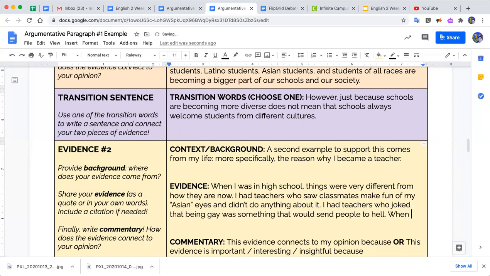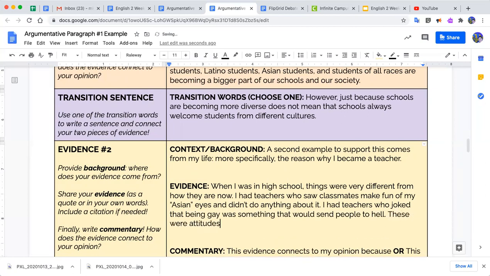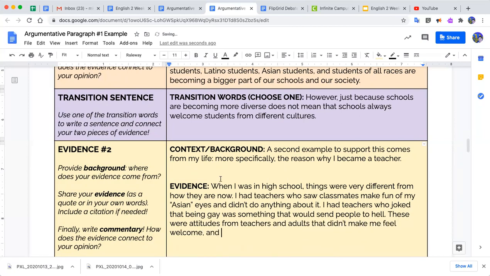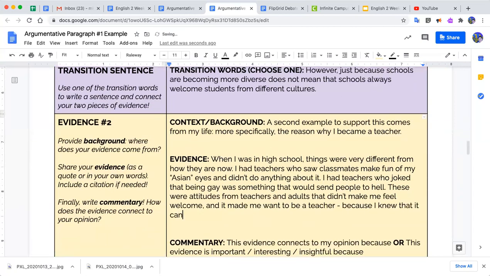So when I was in school, these were attitudes from teachers and adults that didn't make me feel welcome. And it made me want to be a teacher because I knew that it can really hurt to be excluded from your school community.